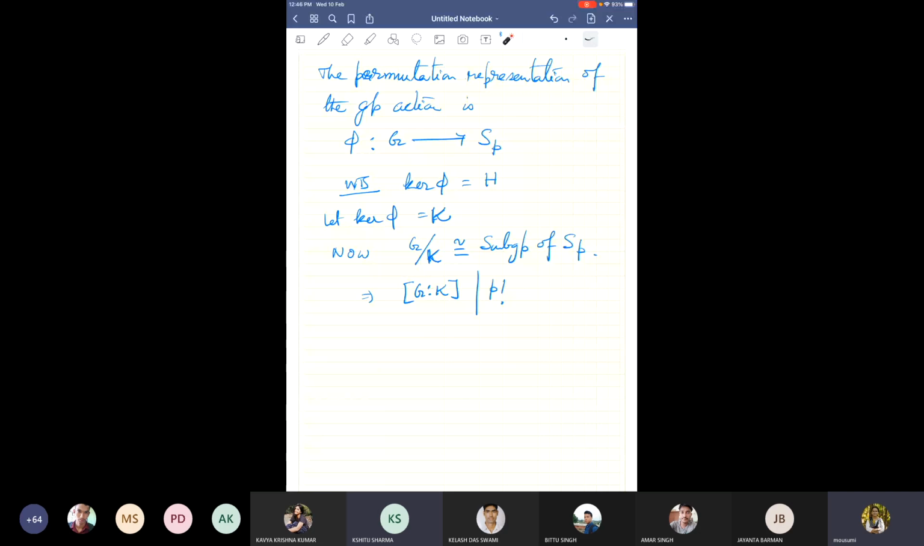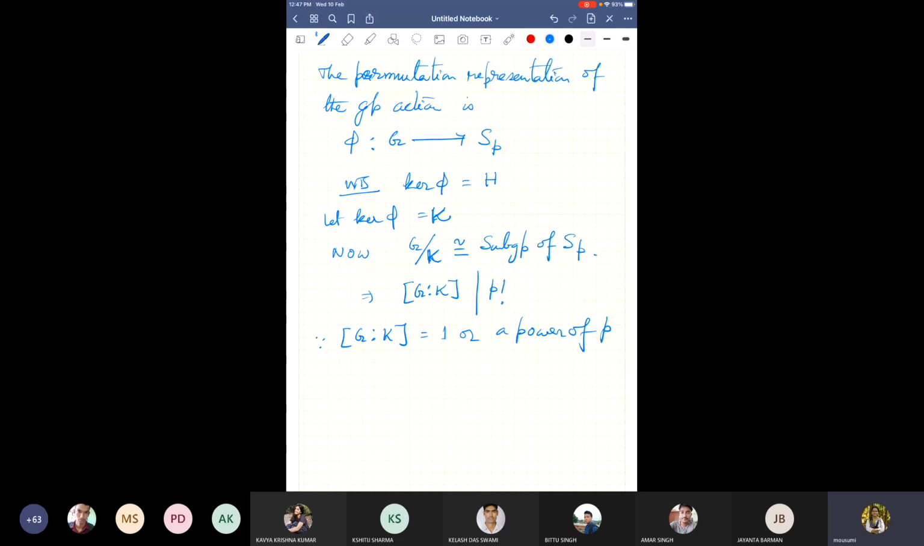Now, what do you know about [G : K]? What are the possibilities for [G : K], given that G is a P-group? It is greater than or equal to P, or it can be identity also. So it is equal to 1 or a power of P. Correct, isn't it?